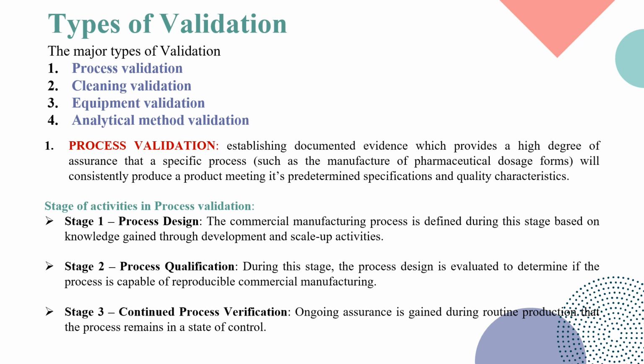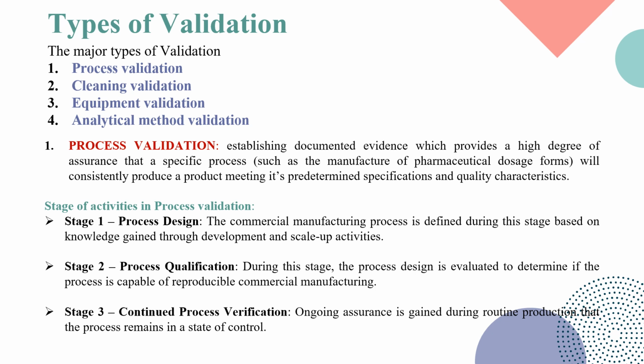Types of validation. So there are different types of validation. First, process validation. Second, cleaning validation. Third, equipment validation. And fourth, analytical method validation. First is the process validation.